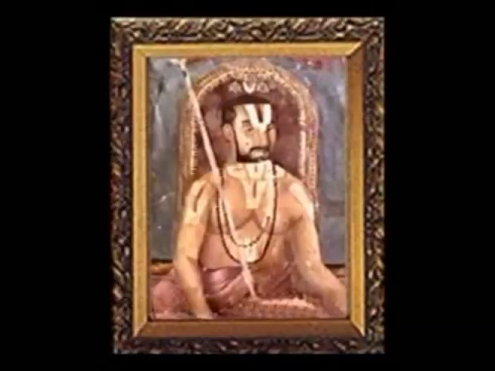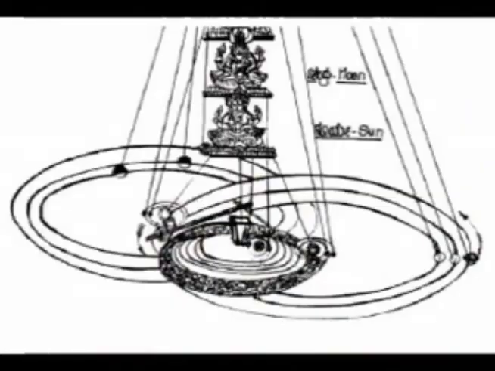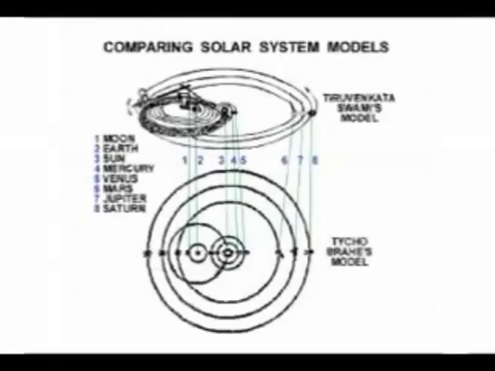In the 19th century, the South Indian scholar Tiruvenkata Ramanuja Giyarswami compared the solar system with Bhumandala. Here is a diagram of his model. Tiruvenkata's model exactly matches the geocentric model of Tycho Brahe. In fact, this is the natural way to compare Bhumandala with the planetary orbits.